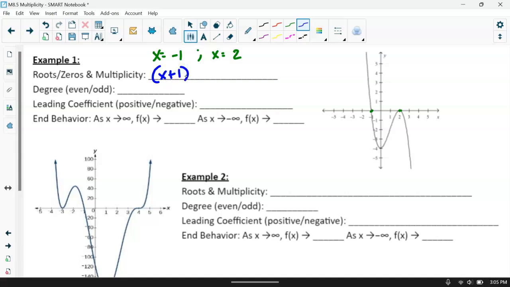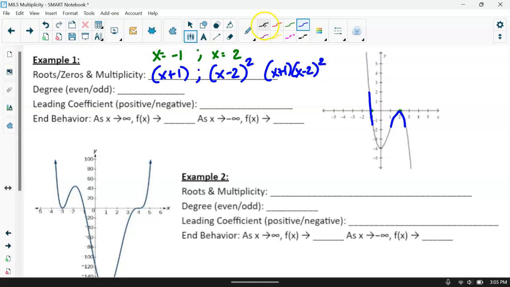Now, what's the multiplicity at -1? Well, notice it just slices through it, and a slice is just an exponent of 1, multiplicity of 1. Then here, this would be x minus 2. But then notice this is not a slice. Notice how it's a bounce. So this is an exponent or multiplicity of 2. So now if I wanted to put this together, this would be x plus 1 times x minus 2 squared.